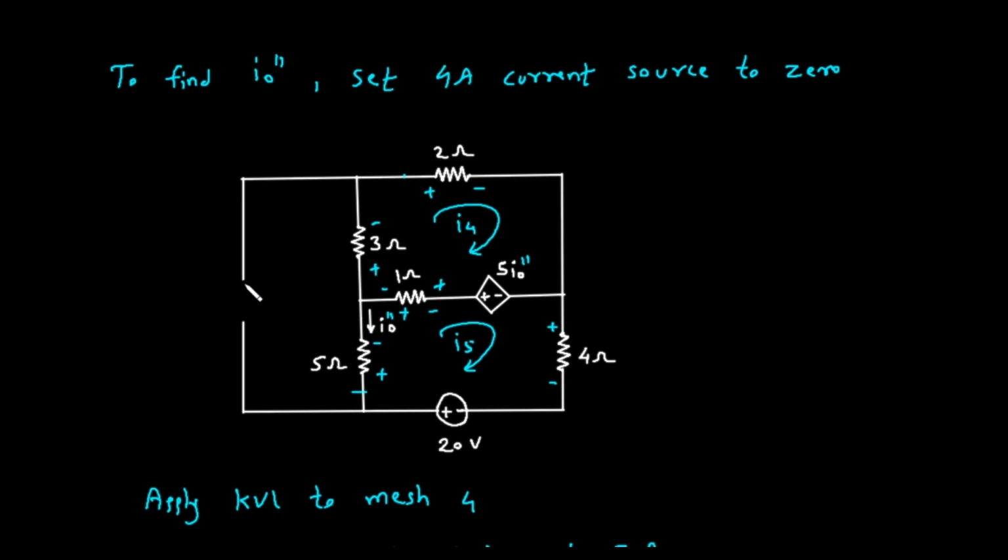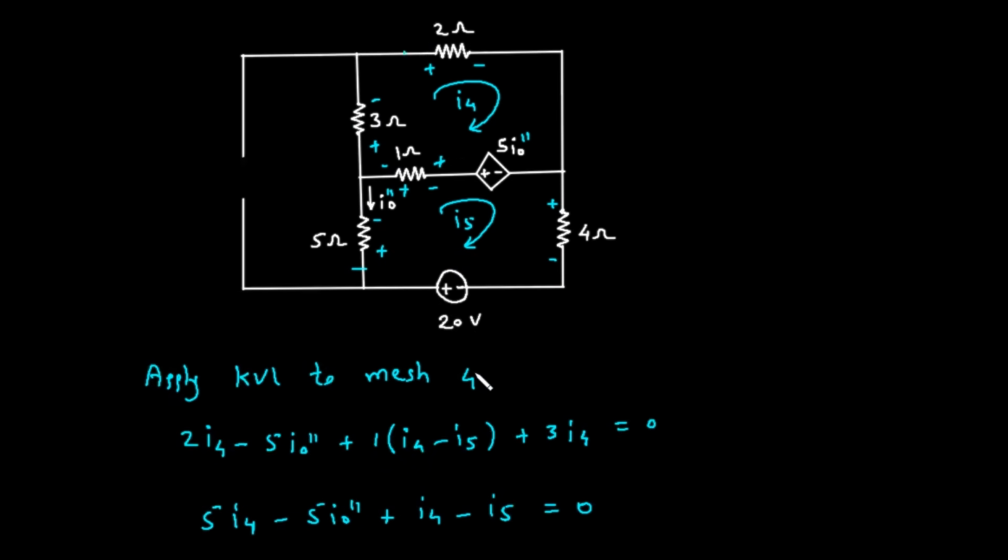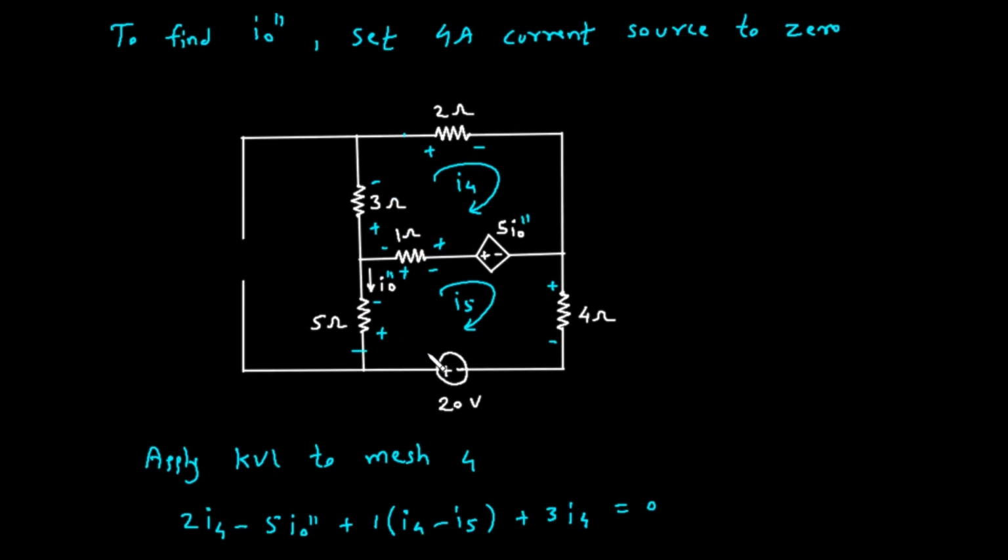We are left with two meshes. Let's call the mesh currents I sub 4 for the top loop and I sub 5 for the bottom loop, both clockwise. The current we are looking for, I sub O double prime, flows downwards through the 5 ohm resistor. The mesh current I sub 5 flows upwards through the same resistor. Therefore, I sub O double prime is equal to negative I sub 5. Let's apply KVL to mesh 4.